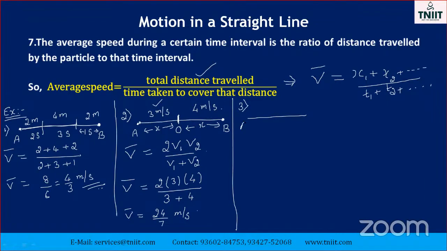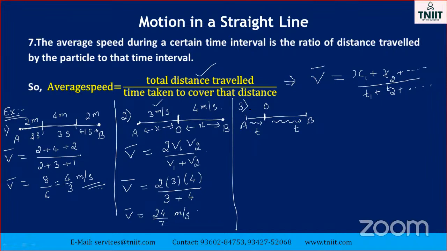Let us consider the initial point A, final point B. Now I'm going to mark one point O here. The time taken from A to O is t second. From O to B, the time taken is t second. So this is for equal interval of time I'm talking.